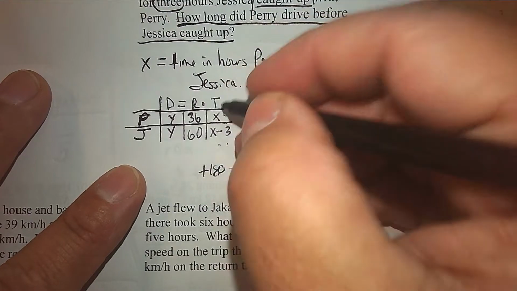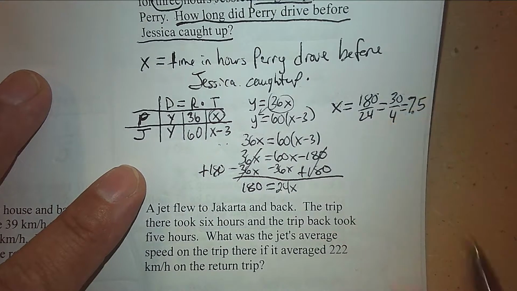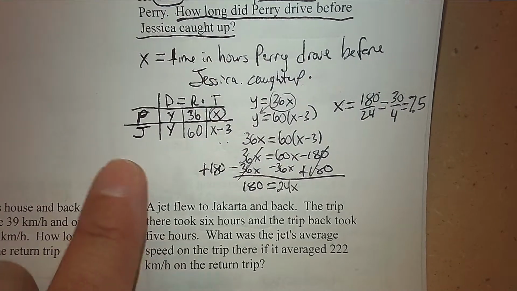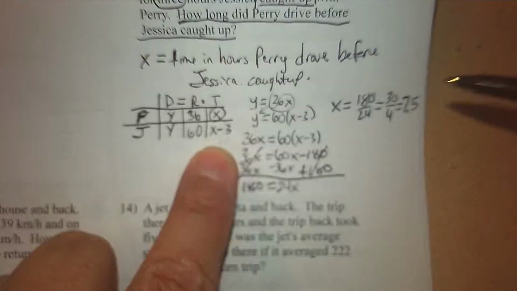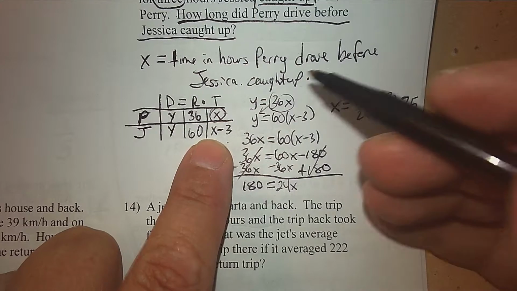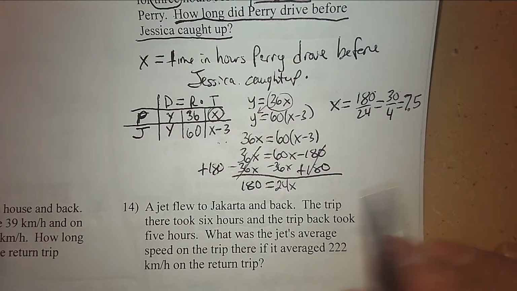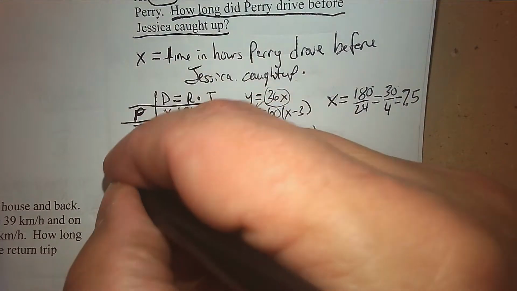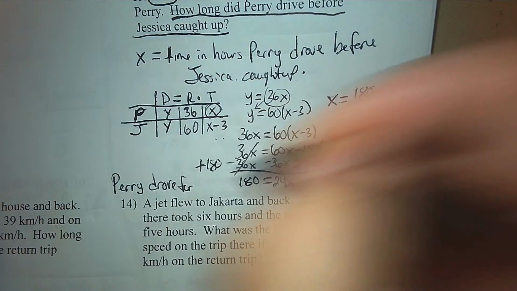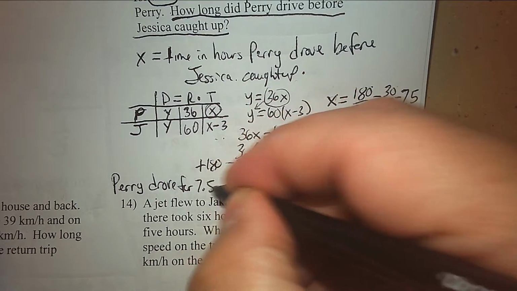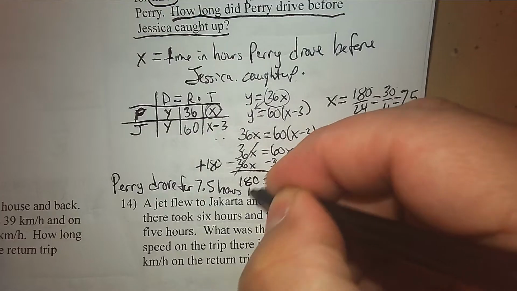And remember, x is what I was looking for. If I wanted to know how long Jessica drove for, what would I do? 7.5 take away 3. That would give me Jessica's time. But I'm looking for Perry's time. So how long did Perry drive? So Perry drove for 7.5 hours before Jessica caught up.